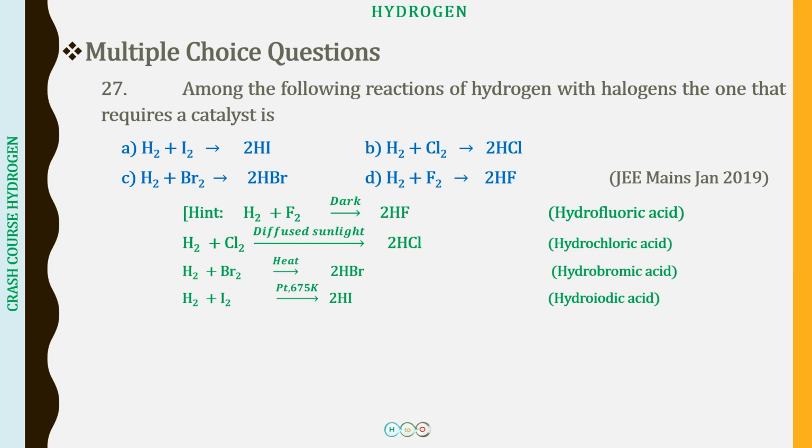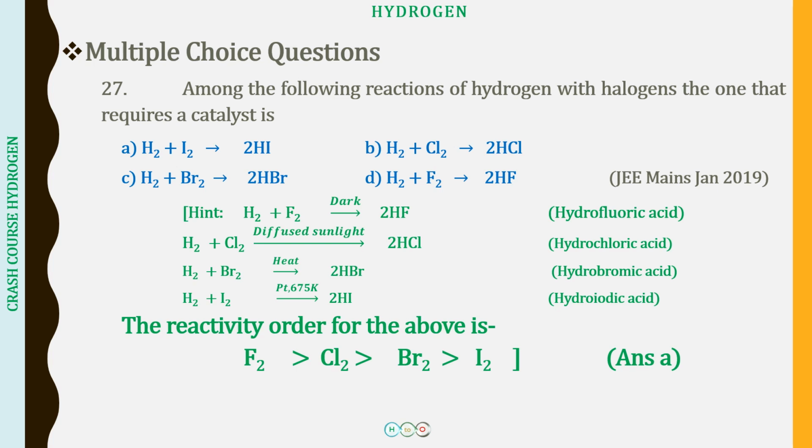Another thing you should remember is that from here we get the reactivity order for the various halogens. Fluorine is most reactive, then chlorine, then bromine, and then iodine. So the correct choice, the halogen which requires a catalyst, is going to be A choice. Hydrogen and iodine reaction requires the presence of a catalyst.